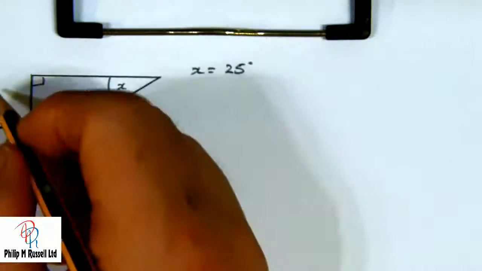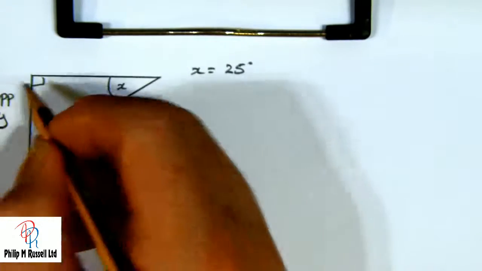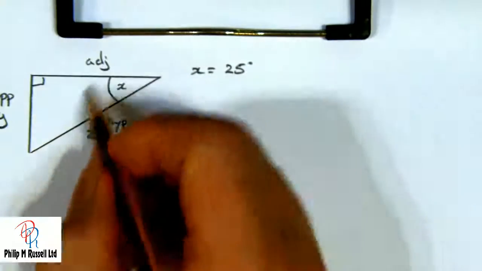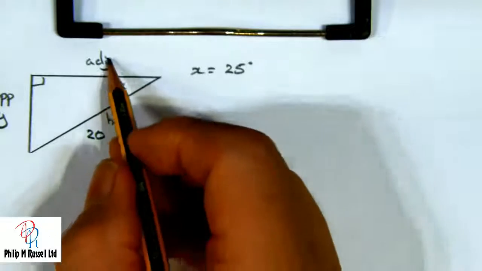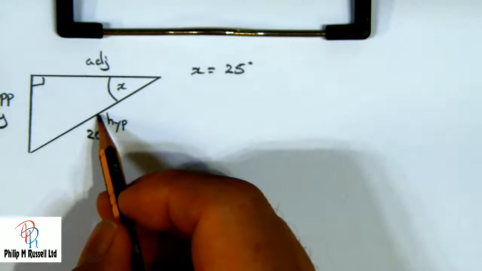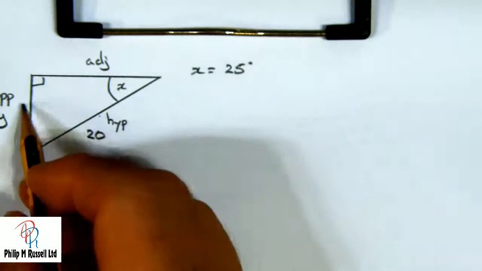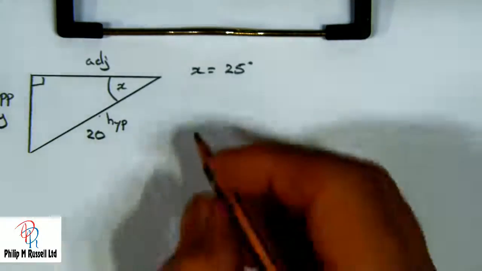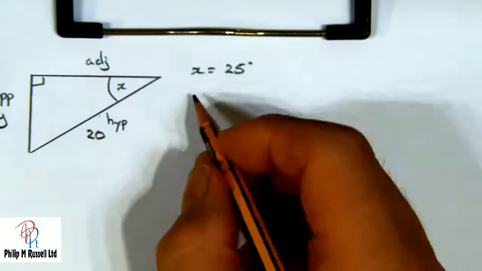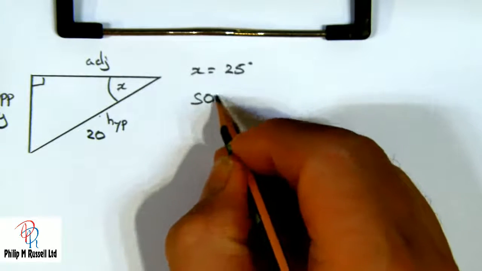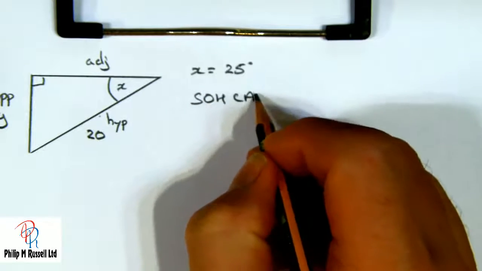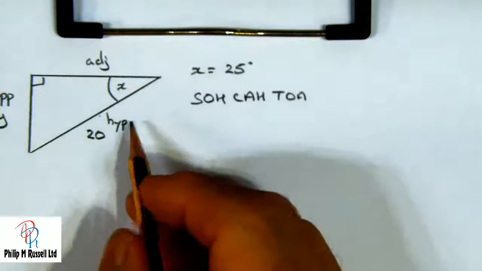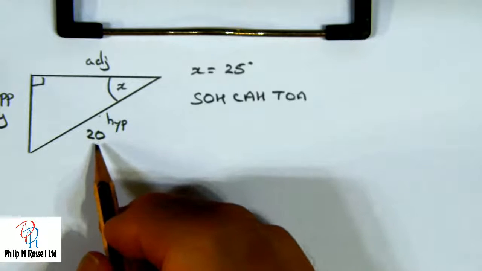So we can label these sides. This is opposite angle, this is the adjacent. We just have to look at this is next to the angle. The hypotenuse is always the longest side, and the opposite is always as far away as you can get from the angle. So we've labelled it. We know we've got to do SOHCAHTOA. Work out what we want to do.